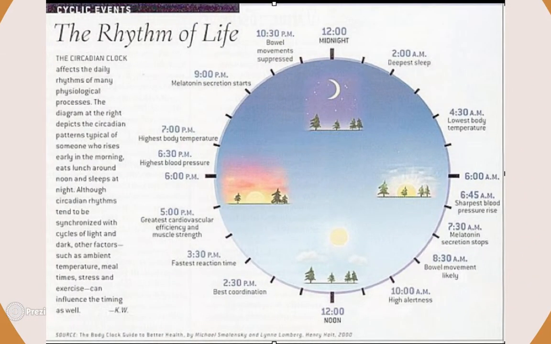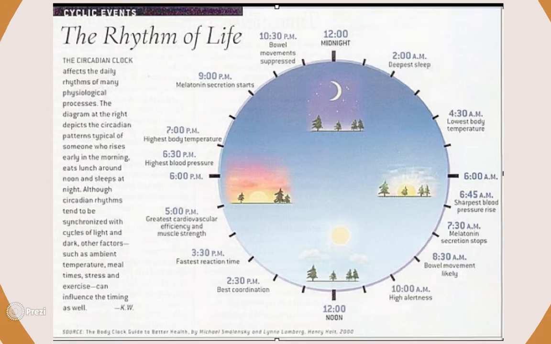So when we talk about the rhythm of life, you can take a look at this chart for a second. Midnight, deepest sleep, lowest body temperature, melatonin secretion stops. So this is just a sample of a circadian rhythm. I just want you to think of a circadian rhythm like a 24-hour clock. You might want to jot that down in your notes.